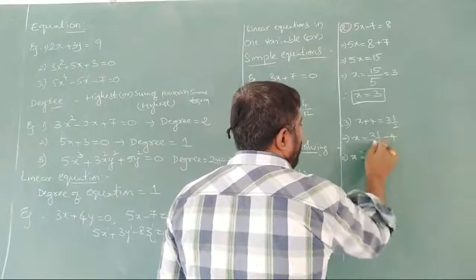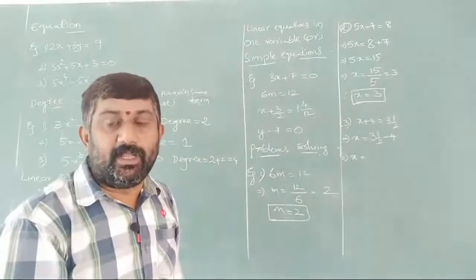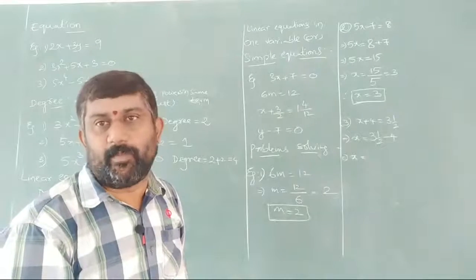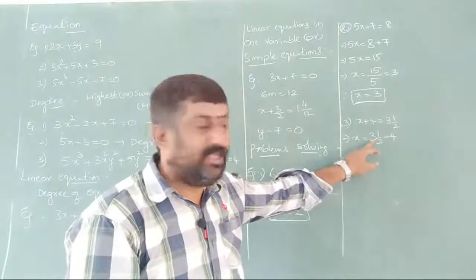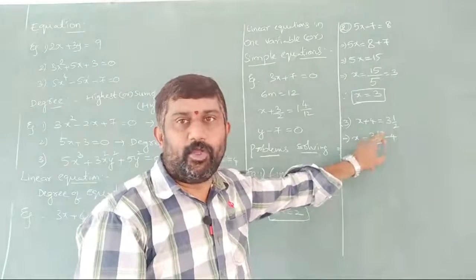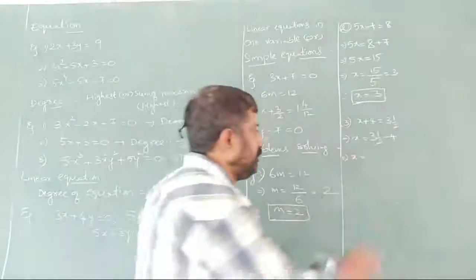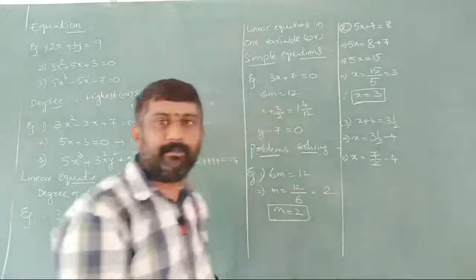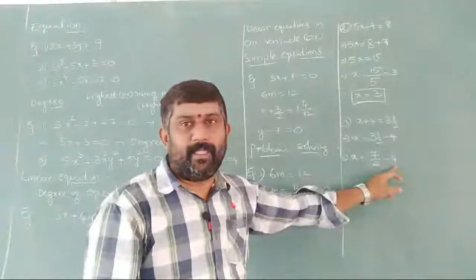x is equal to, this is a mixed fraction. 3 1 by 2 is a mixed fraction. Convert it into which fraction? Improper fraction. How is it? 2 threes are 6, 6 plus 1. Nothing but how much is it going to be? 7 by 2 minus 4. So 3 1 by 2 becomes 7 by 2 minus 4.